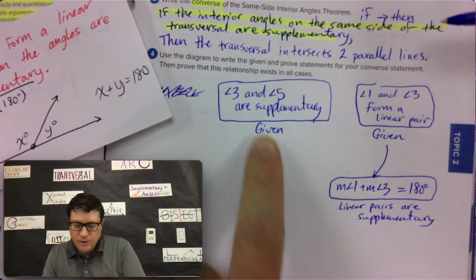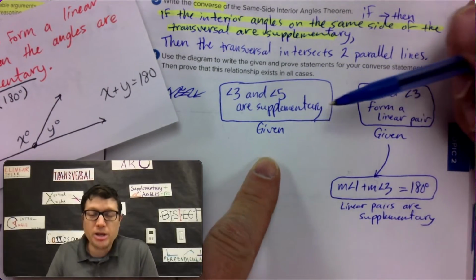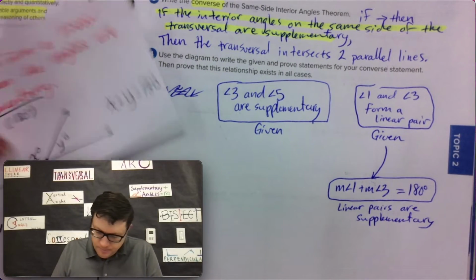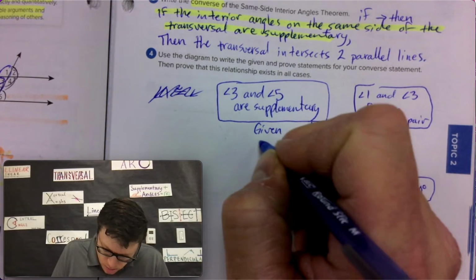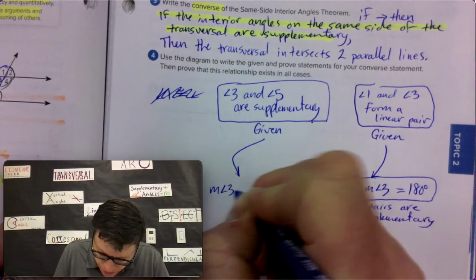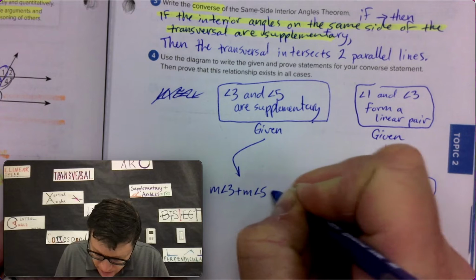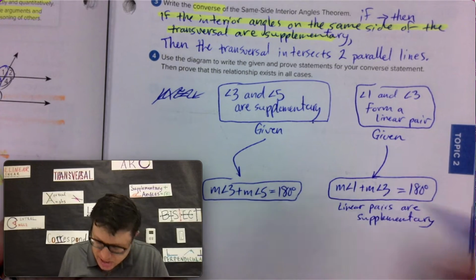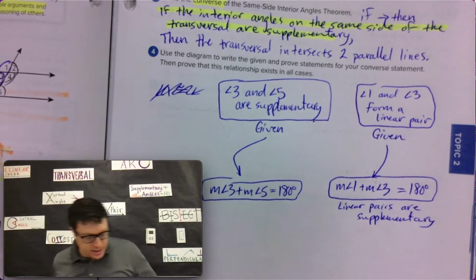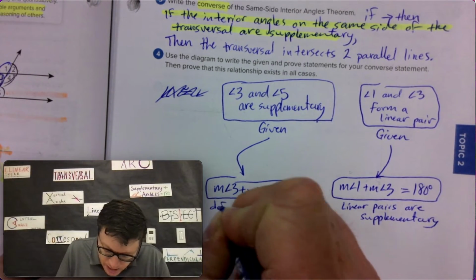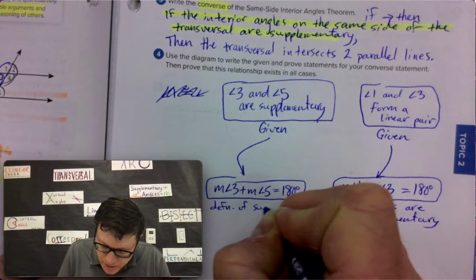Okay, so if I go up here to angle 3 and angle 5 are supplementary, that means I can write a statement. I can say the measure of angle 3 plus the measure of angle 5 equals 180 degrees. Put a box around it. There's my statement. My reason is that supplementary means they add up to 180. Definition of supplementary.